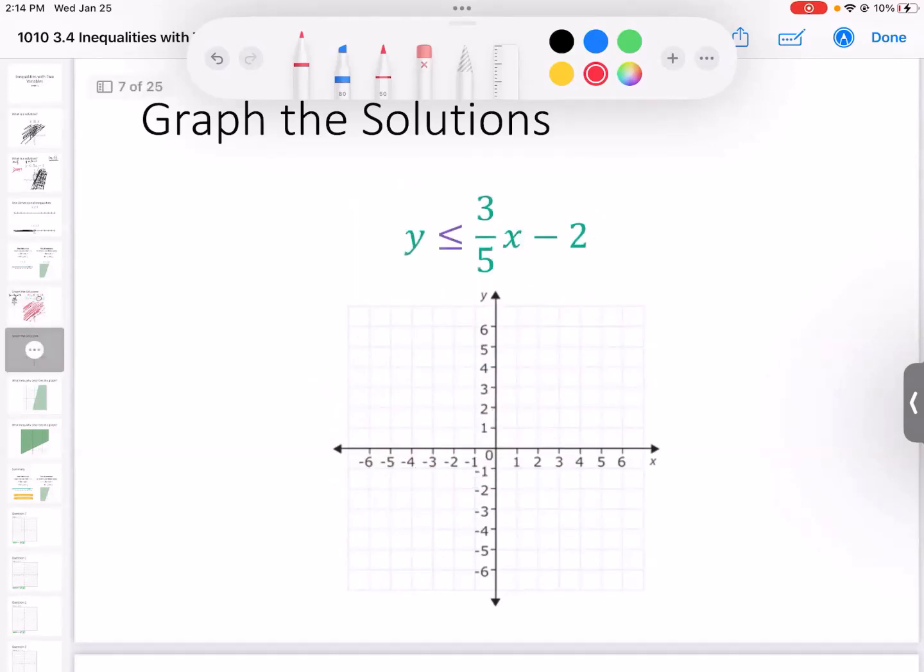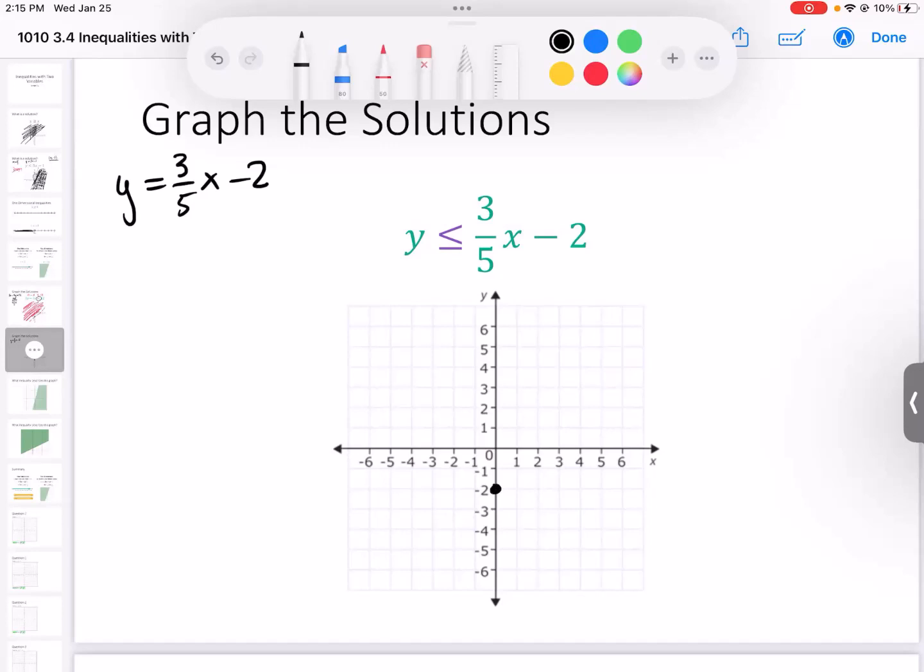This one's actually already solved for Y, so we could use that method to graph it. So I'm going to graph the equation Y equals 3/5 X minus 2. And in this equation, everybody call it out. What's the Y-intercept? -2. And what's the slope?